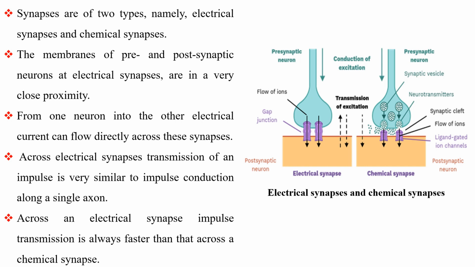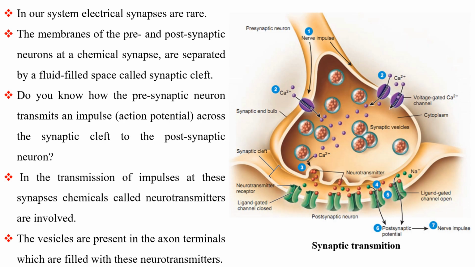The membranes of pre- and post-synaptic neurons at electrical synapses are in very close proximity. From one neuron into the other, electrical current can flow directly across these synapses. Across electrical synapses, transmission of an impulse is very similar to impulse conduction along a single axon. Across an electrical synapse, impulse transmission is always faster than that across a chemical synapse. In our system, electrical synapses are rare.